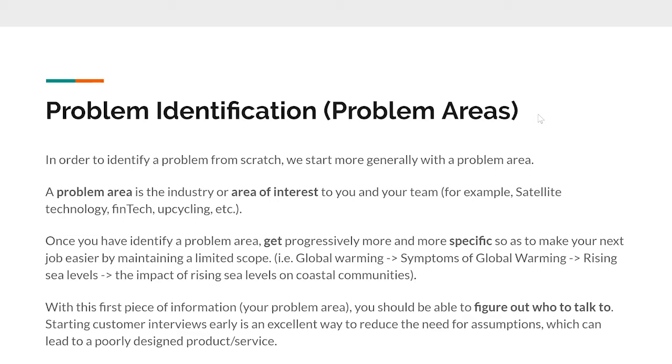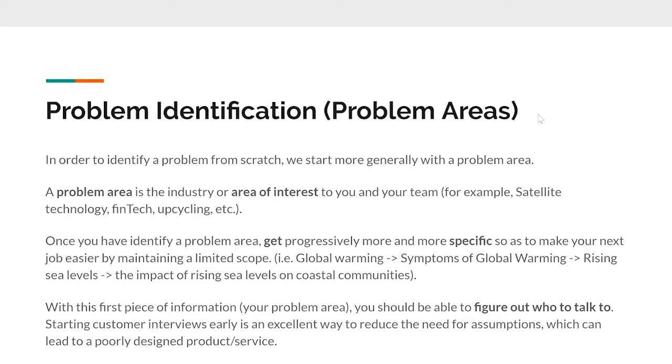And so once you have figured out, I want to work in this sector, it's a lot easier to get progressively more specific, limiting your scope more after each step. So an example of this would be, say I want to solve global warming. Global warming is too big of a problem. You can't do it, right? But we can solve smaller components of it.